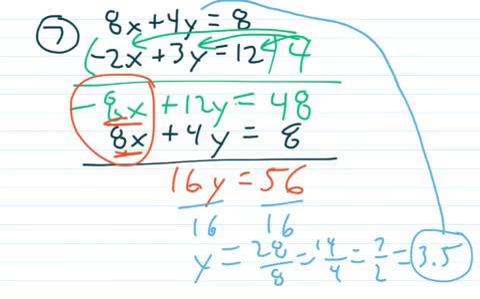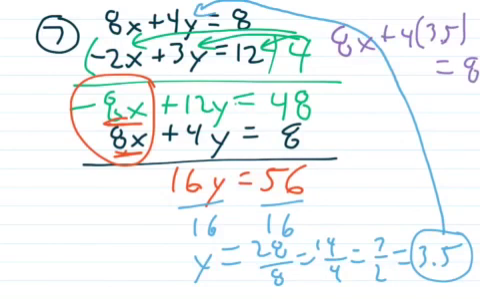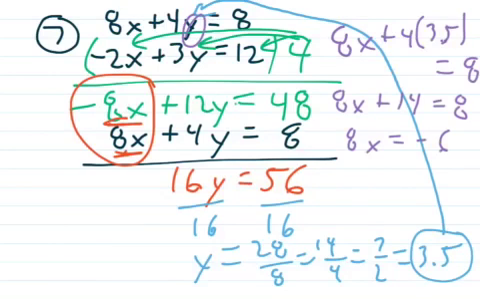What do I do next? I'm going to go ahead and pick the first equation right there, okay? I'm going to plug it in right there. And let's see what we get. We have 8x plus 4 times 3.5 equals 8. Again, all I did right there is plug in my 3.5. We're going to get 8x plus 14 equals 8. We're going to subtract 14. 8x equals negative 6. We're going to divide by 8.